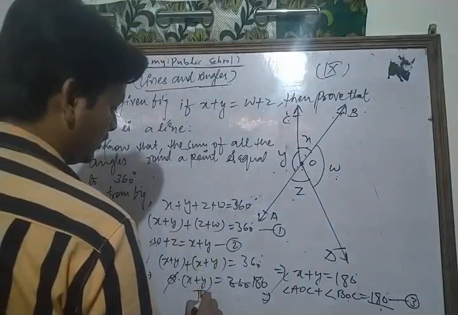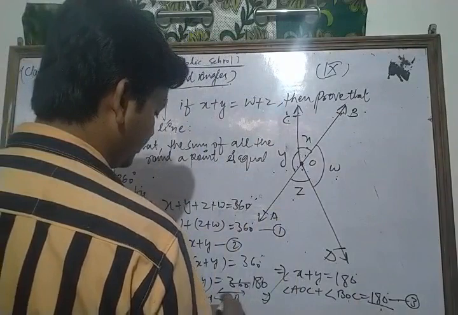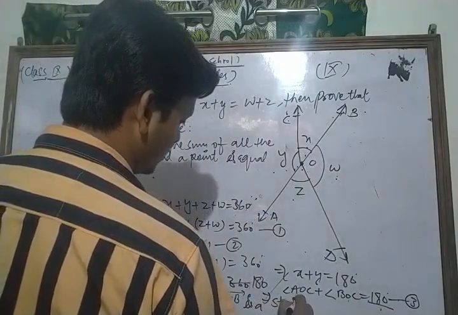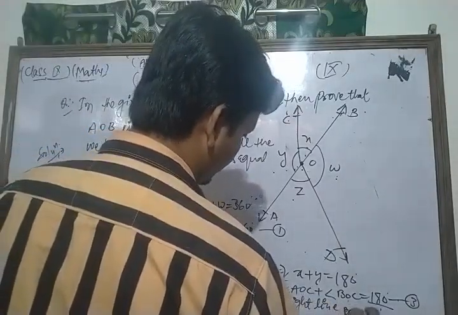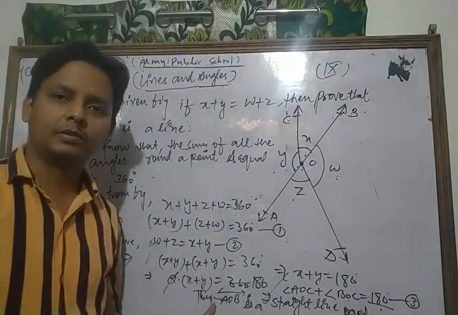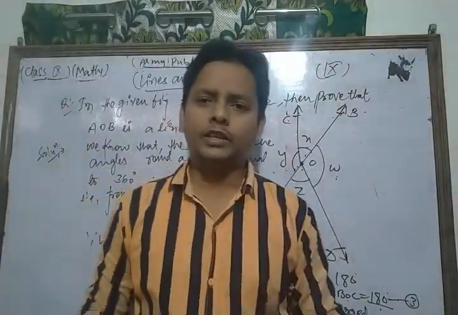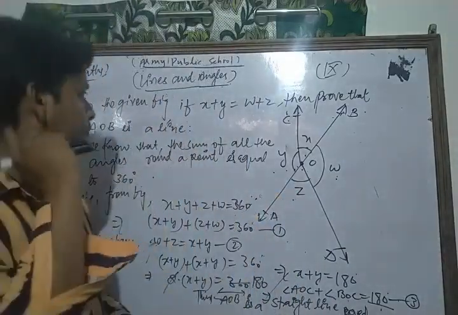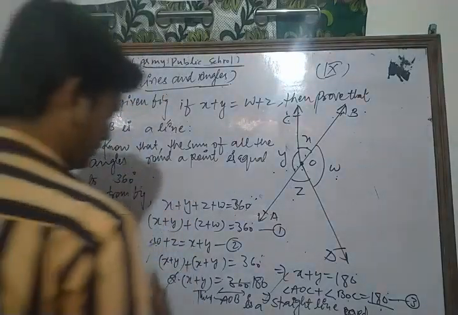Thus AOB is a straight line. Hence proved. So this is the method to solve that type of question. Please, dear students, do more and more practice of that type of questions. After that you can solve each and every question of your NCERT exercise based on the topic lines and angles. Now we take and solve some other important question based on these topics.